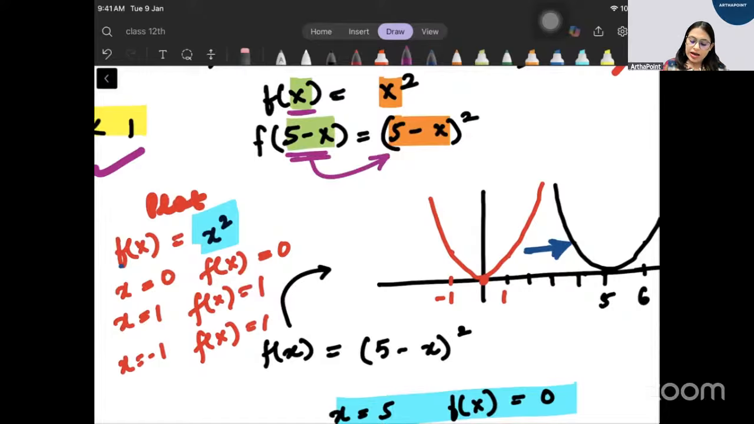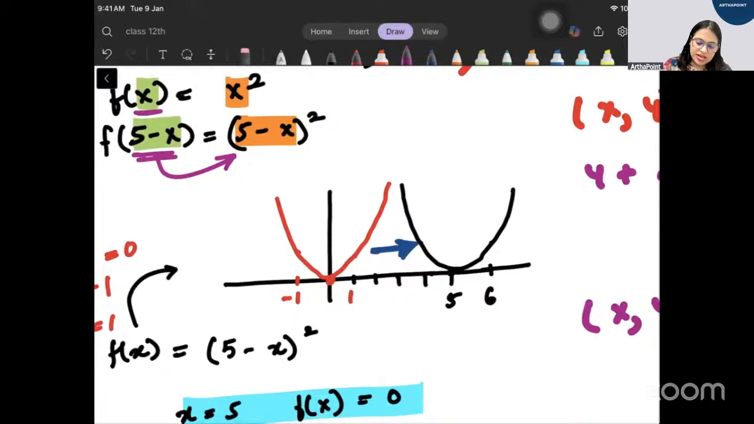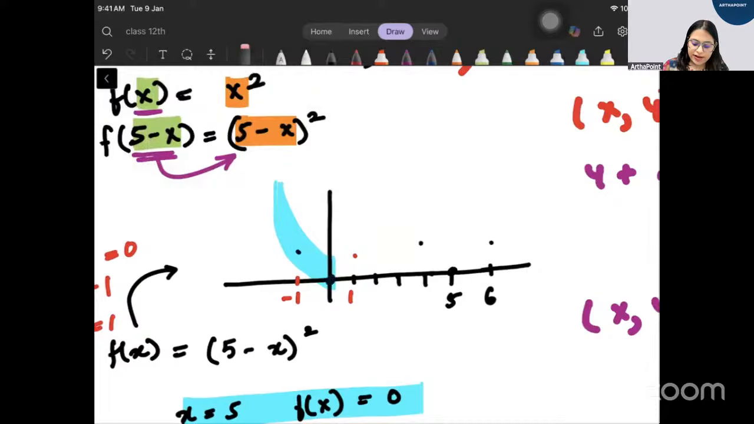Making sense? Achha, now the question is saying that I have this part here for x less than 0, and between this and this, between 0 and 5, the value is 0. So here this part is true, but between 0 and 5, y is 0.